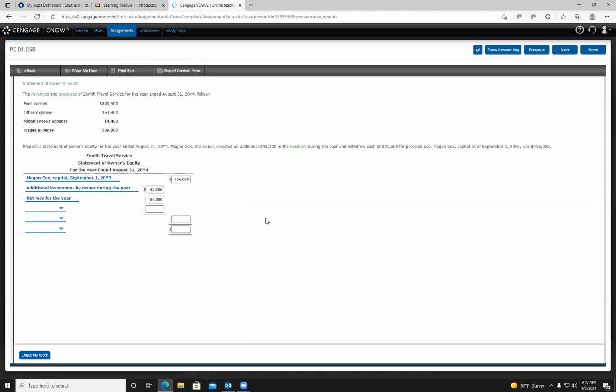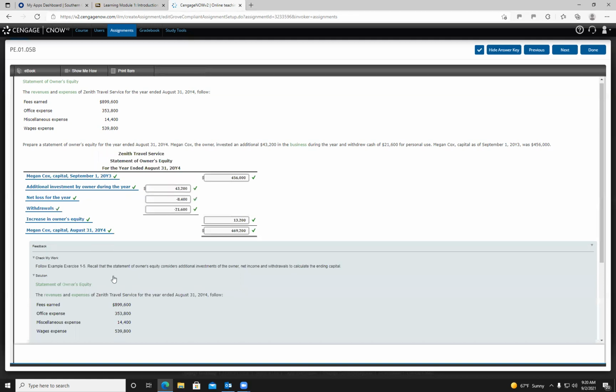All right. It also said that she withdrew 21,600 for the year. So we will put in our withdrawals. And we'll put in the 21,600 negative. Now, do we have an increase or a decrease in our owner equity? If we look right here, it's very obvious we had a decrease in owner's equity. So let's go ahead and just plug all that in.